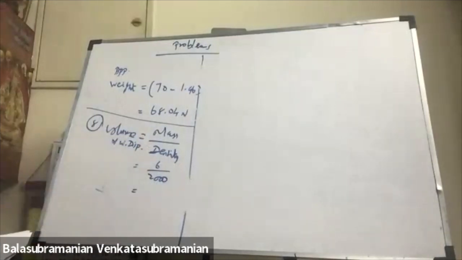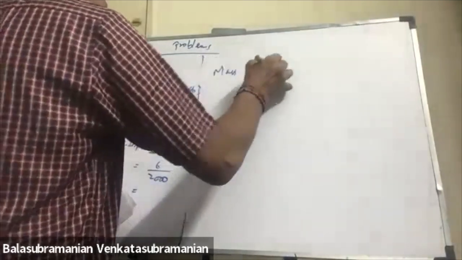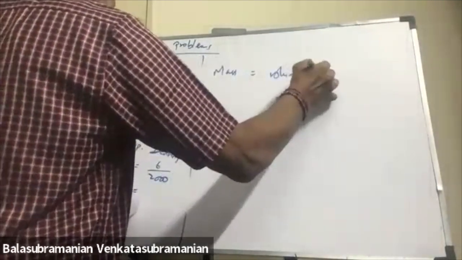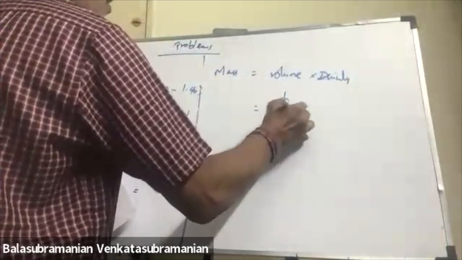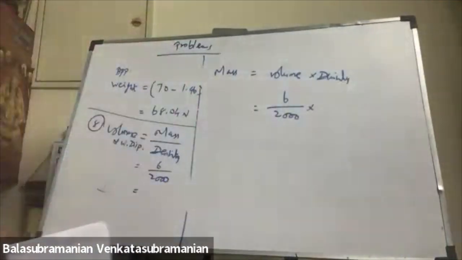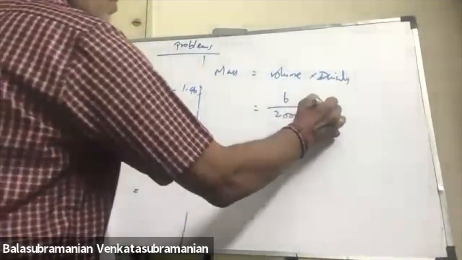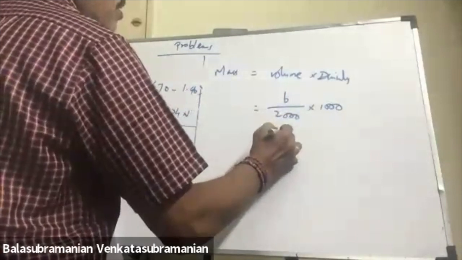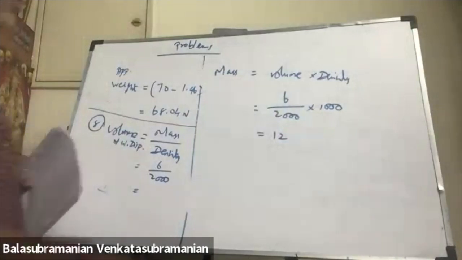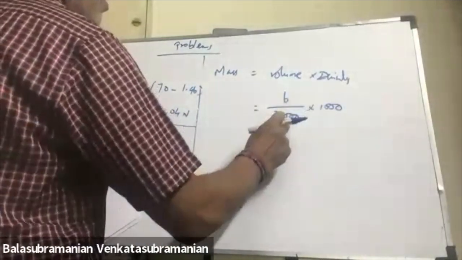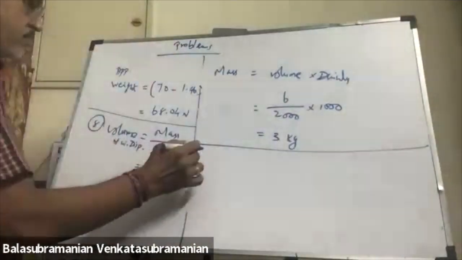Let it be as it is. So mass of water displaced is equal to volume of water displaced into density. Density of water is 1000. So it should be 12 kilogram? No, 2 will come here. So 6 by 2, 3 kilogram. Right.